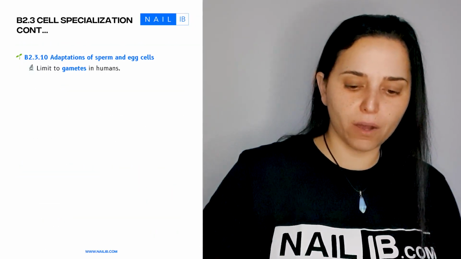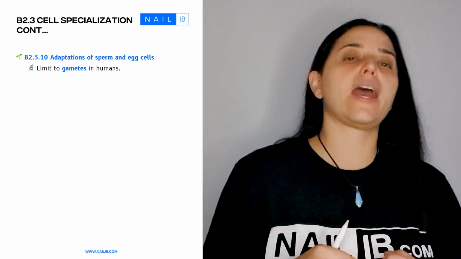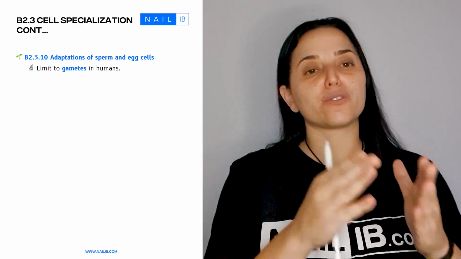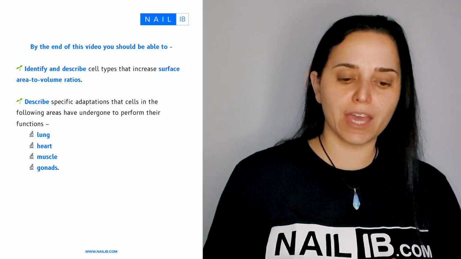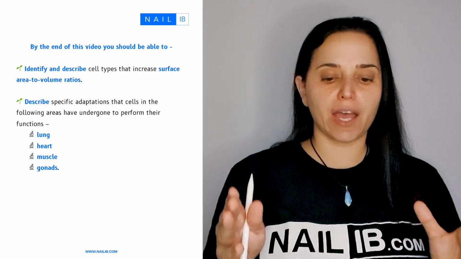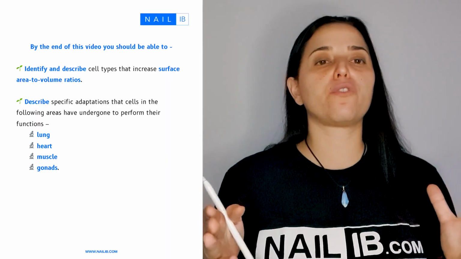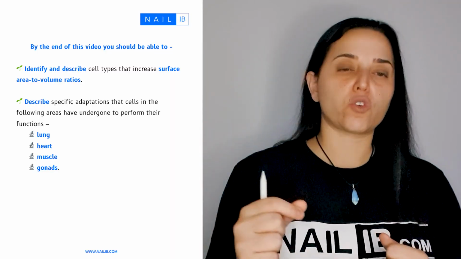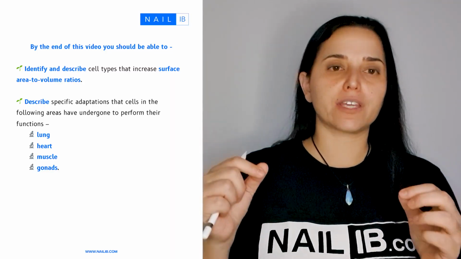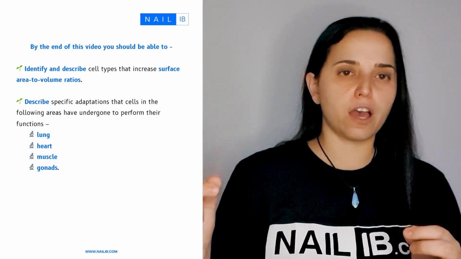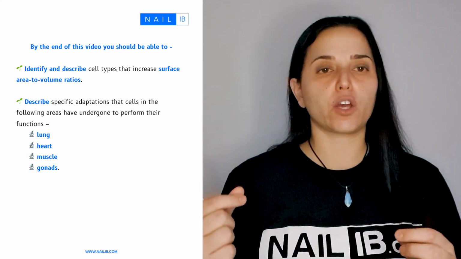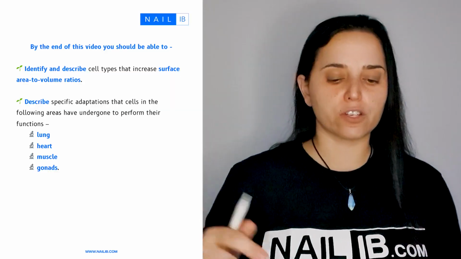We're also going to talk about the adaptations of the sperm and the eggs and how that is based on their own functions. So, by the end of this video, you should be able to identify and describe cell types that increase the surface area to volume ratios and describe specific adaptations that cells in the following areas have undergone to perform their functions. We're going to talk about the lungs, the heart, the muscles, and the gonads, which are the sexual reproduction section.